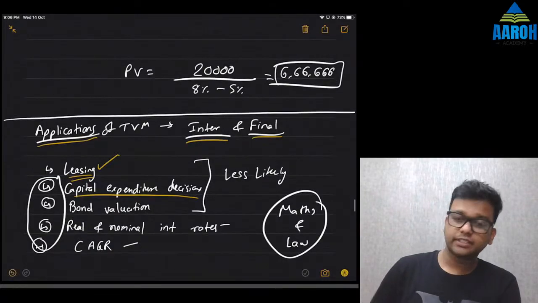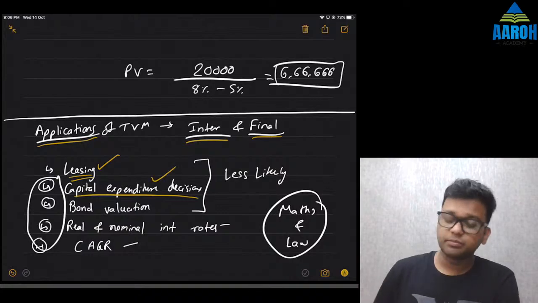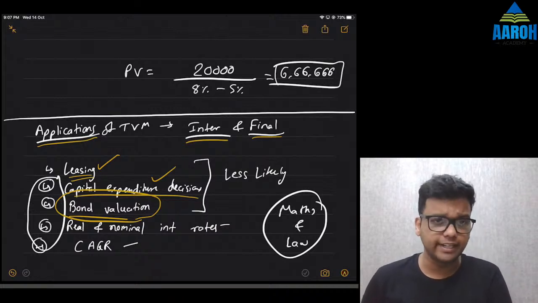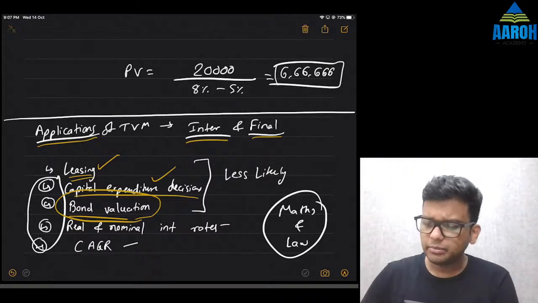We have covered leasing yesterday. This is capital expenditure decision. Next point is bond valuation. Now this is even more advanced. This is something that is going to come up in CA final directly. But still, let me just explain in short.